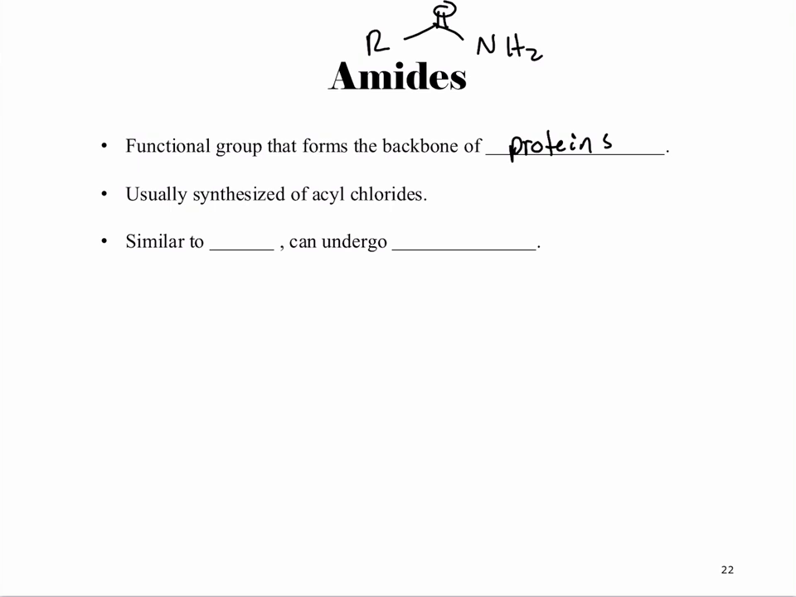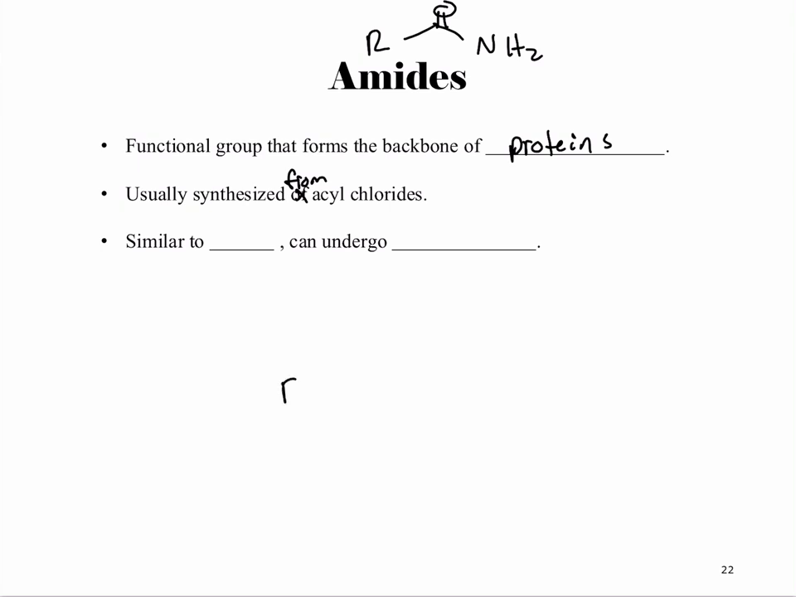And it's because amino acids have their carboxylic acid side and their amine side. You can basically snap amino acids together by forming amides from amines and from carboxylic acids. These are usually synthesized from acyl chlorides. The same way all our other carboxylic acid derivatives are synthesized, we use acyl chlorides generally because it's so easy and they're so reactive.